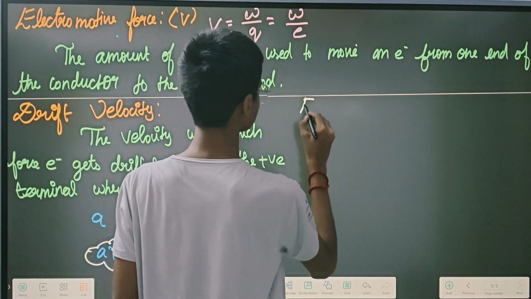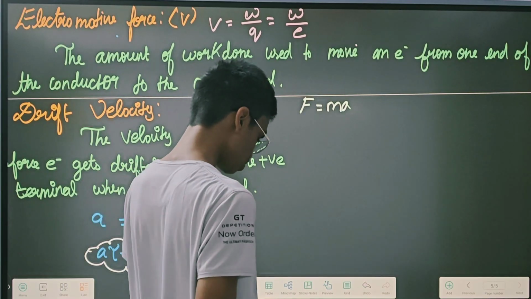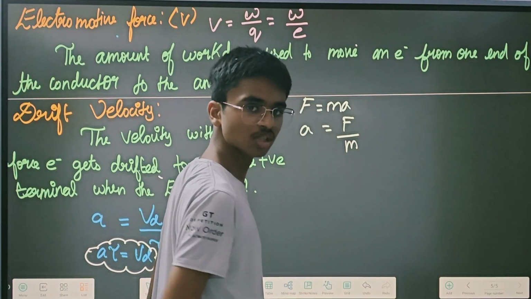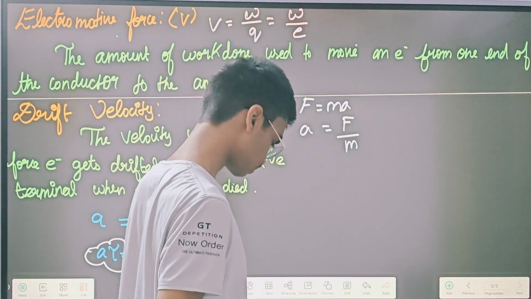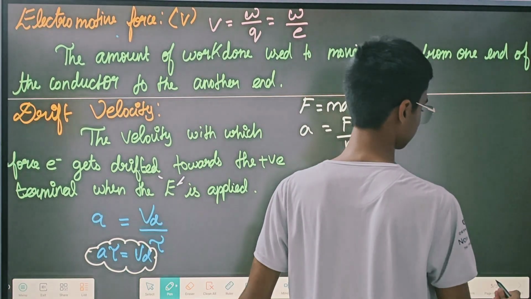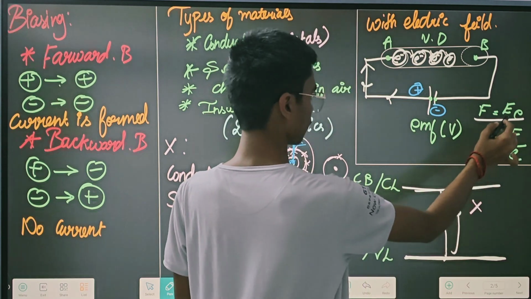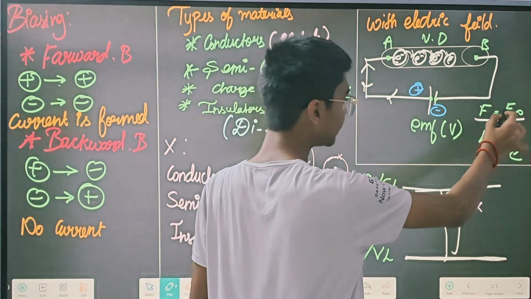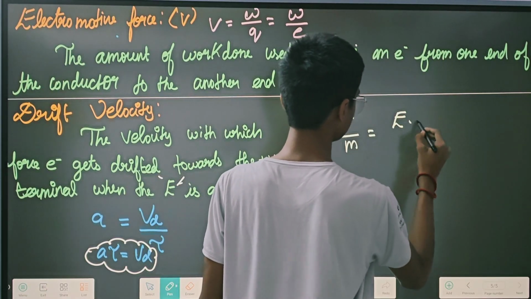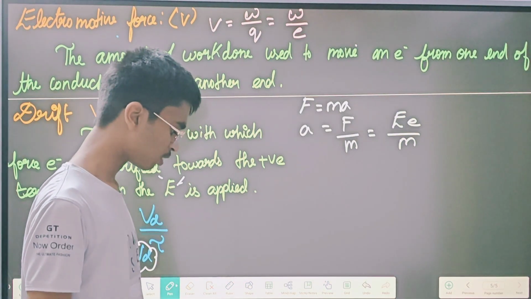Okay, so force is equal to mass into acceleration. So acceleration is equal to force by mass. Okay, so force, already I've said that. Here only we have seen that force is equal to capital E small e. So if I substitute here capital E small e by m, acceleration is equal to capital E small e by m, then I will be getting this formula.